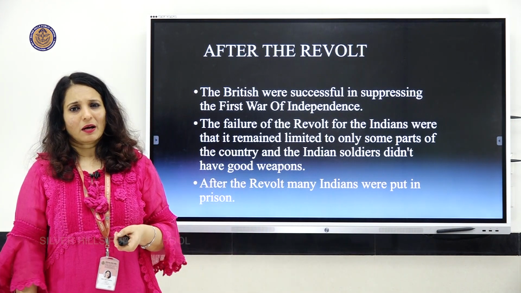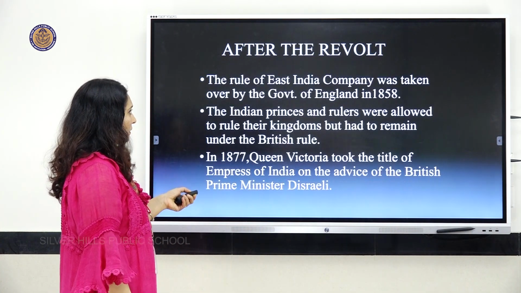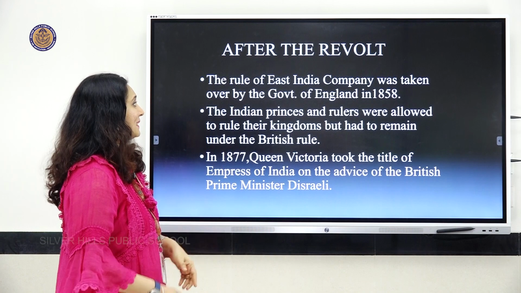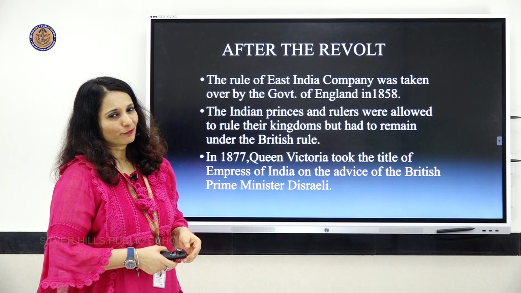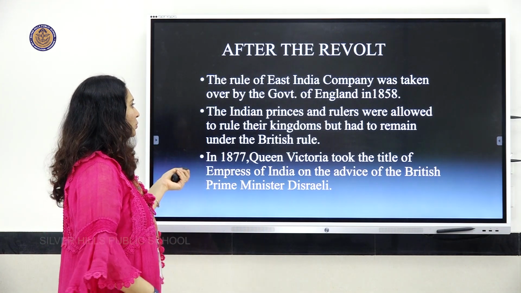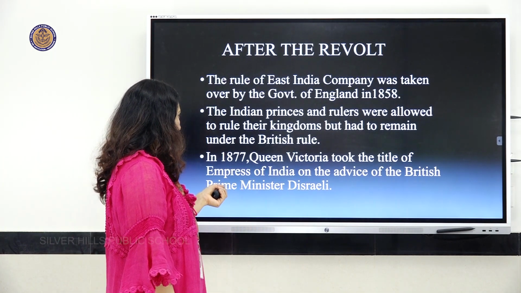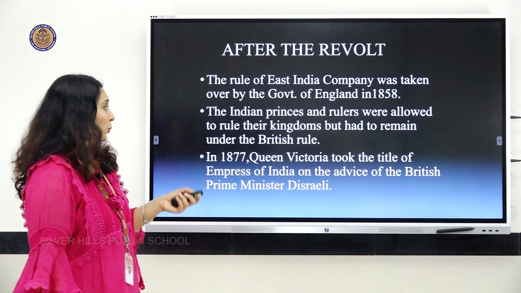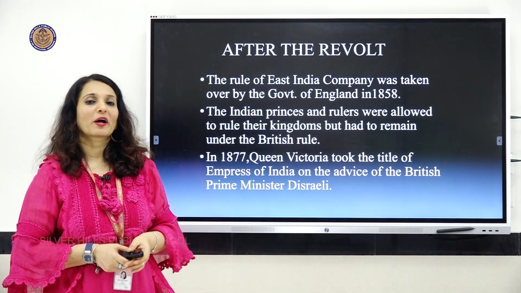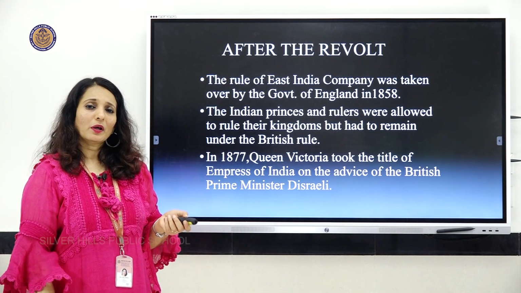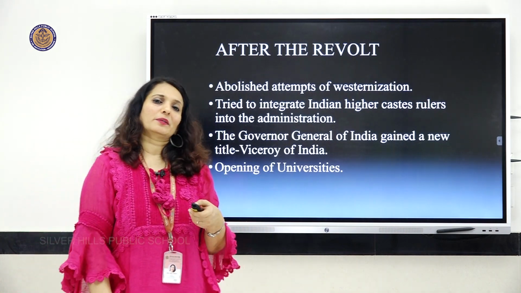Apart from all this, after the revolt, many Indians were put in prison, but the rule of the East India Company was taken over by the government of England in 1858. The Indian princes and rulers were allowed to rule the kingdom, but had to remain under the British rule. In 1877, Queen Victoria took the title of Empress of India on the advice of the British Prime Minister Benjamin Disraeli. There were also certain universities which opened up and Indians started being educated.